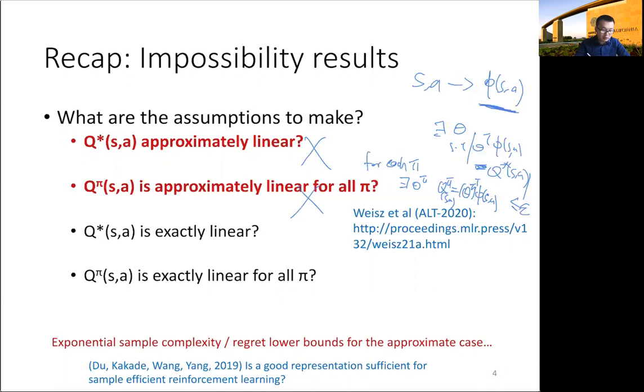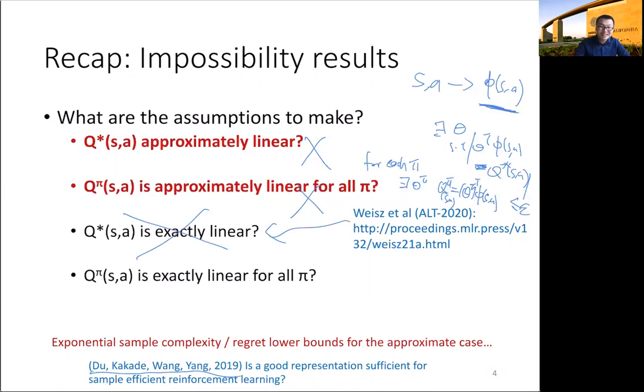So I talked about these two black question marks, and whether assuming only Q star being exactly linear is still an open problem. It was stated to be an open problem in this 2019 paper, but in the past week I discovered that this open problem had been resolved. People had proven that there is an exponential lower bound for this setting as well, right? So this setting is also not tractable.